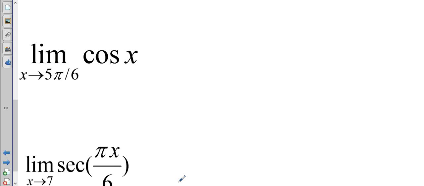The limit of cosine of x as x approaches 5 pi over 6. We're going to use direct substitution: plug it in there to figure out if it's continuous there. Cosine of 5 pi over 6. My 5s look like s's, I'm sorry. So what do we have here?